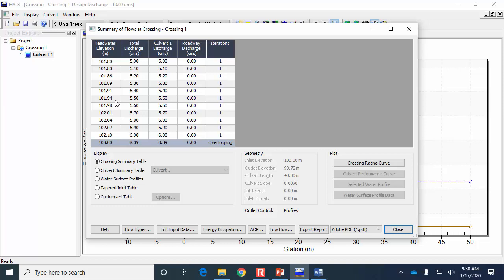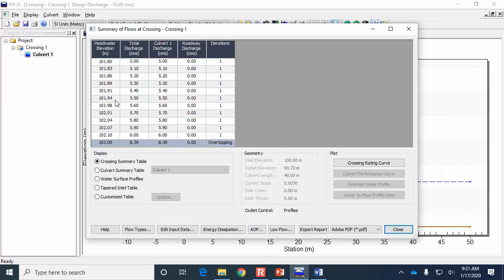When the headwater depth is 2 meters, the flow capacity through the culvert is 5.70 cubic meters per second.